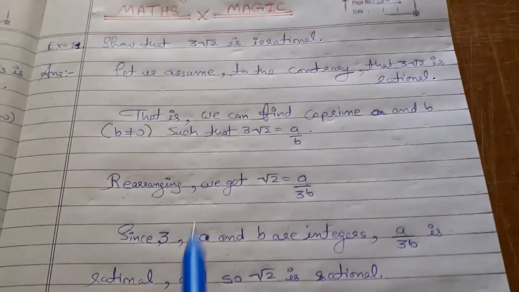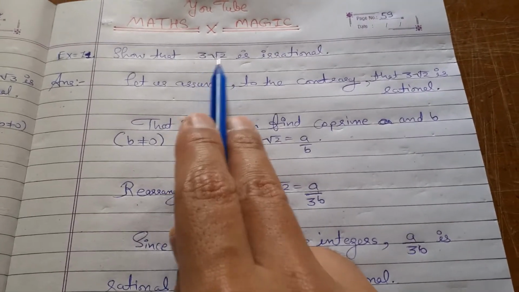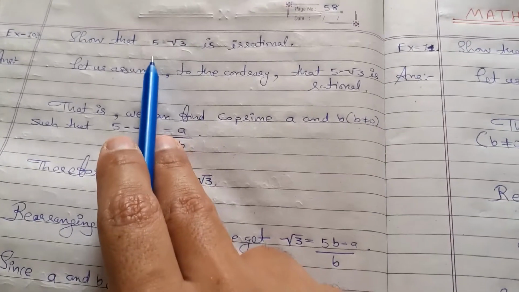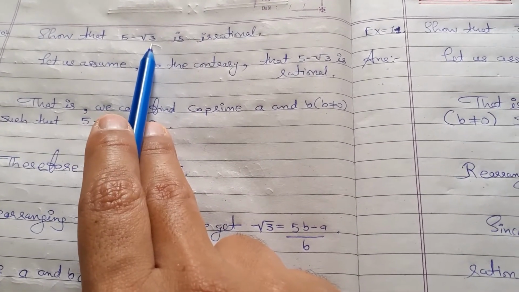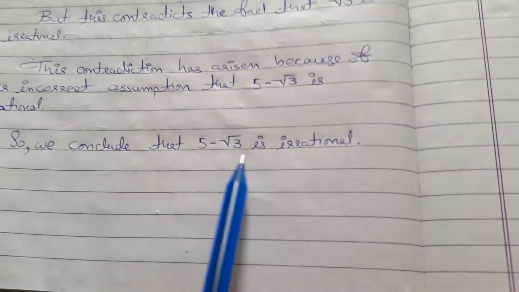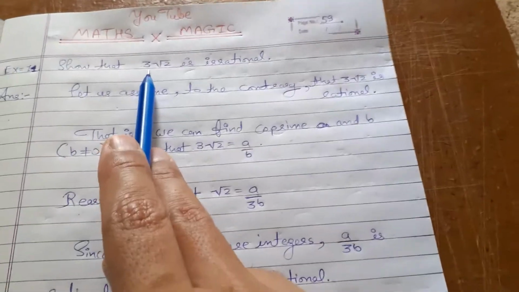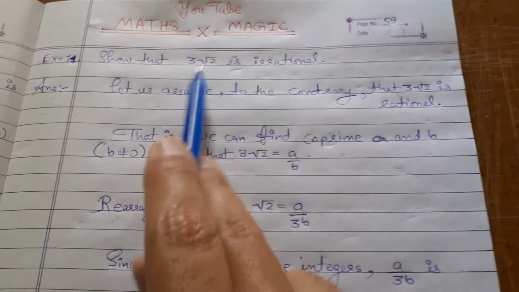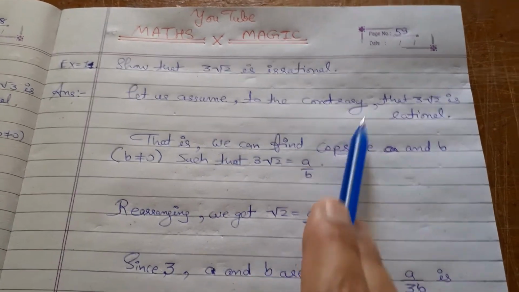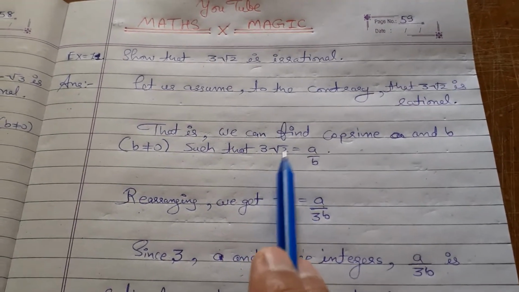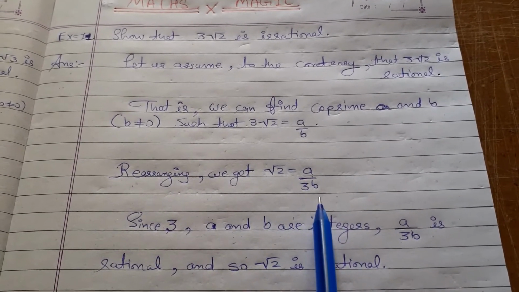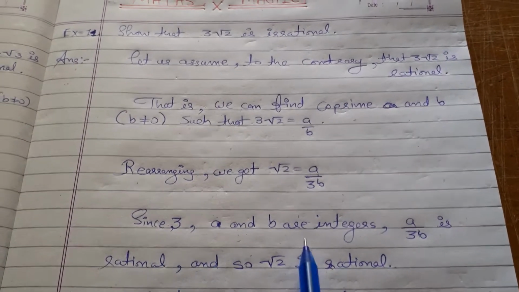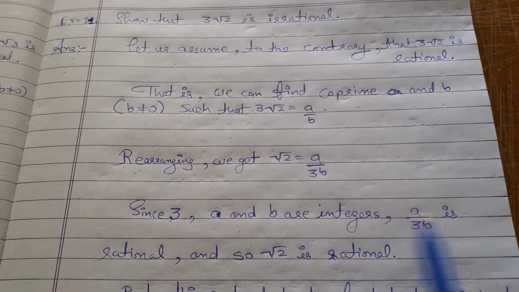Now moving on to question number 11. Show that 3 root 2 is irrational. The previous question was of addition and subtraction of a rational and an irrational number, and the answer will be irrational. We have proved that. This question is of the multiplication of a rational number and an irrational number. The answer will be irrational. So let us assume that 3 root 2 is rational. The form of a rational number is a by b. 3 root 2 is equal to a by b. Sending 3 into multiplication with b, we are getting root 2 is equal to a by 3b. Here 3, a and b are integers. Therefore a by 3b is rational.